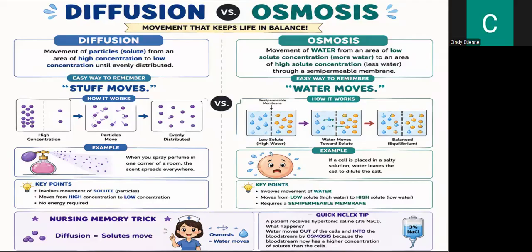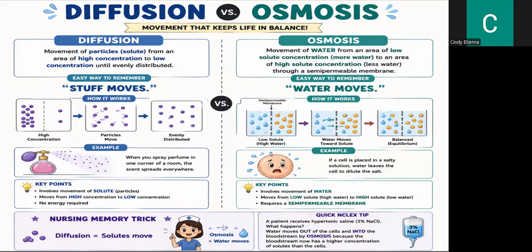The fragrance molecules spread throughout the room without anyone moving them. In the body, oxygen diffuses from the lungs into the blood, while carbon dioxide diffuses from the blood into the lungs to be exhaled. Osmosis, on the other hand, is the movement of water across a semi-permeable membrane. Water always moves from an area with more water and fewer solutes to an area with less water and more solutes. An easy way to remember this is water follows salt. Water moves toward the higher concentration of solutes to dilute them and create balance.